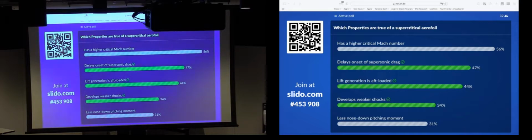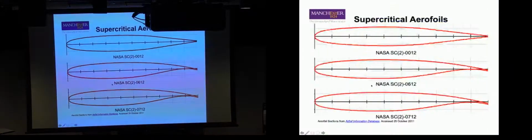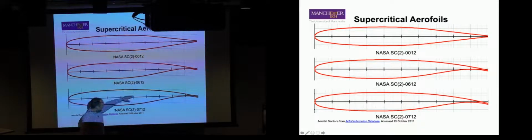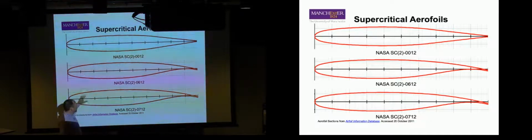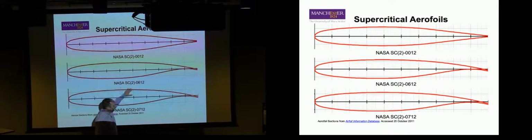So let's look at supercritical. As I said, they're aft loaded. So these are supercritical airfoils. What we've done is we flattened the upper and lower surface at the leading edge, meaning the flow accelerates and then decelerates more slowly. That means when it finally has to drop from supersonic to subsonic, it does that for the smallest step change possible.